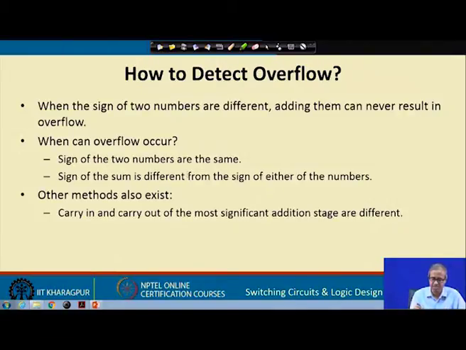So, they are changing. But there are other ways to check also. For the last addition stage, if the carry in and carry out are different, that will also indicate there is an overflow. So, there are multiple ways in which you can check, but the essential idea is the same. The two numbers must be of the same sign, and after addition the result will become of the other sign. That indicates that there is an overflow on addition.